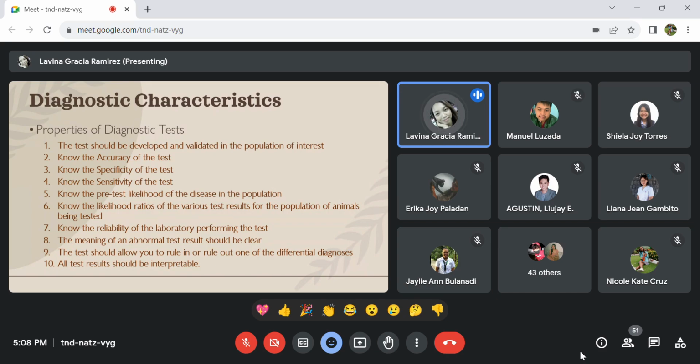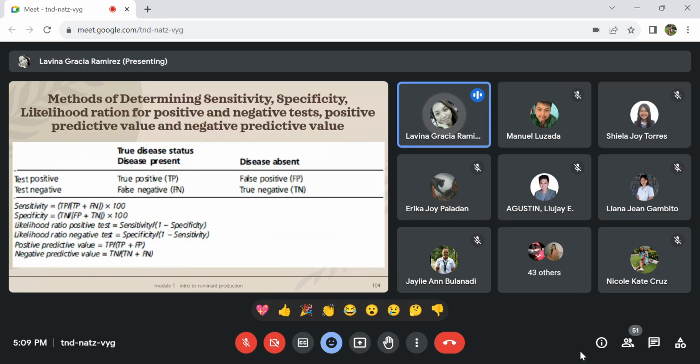Okay? So another, the test should allow you to rule in, rule out the differential diagnosis. Syempre, that's why you do the diagnostic test because you want to confirm something. Okay? Kung hindi mo confirm, huwag ka na gumamit. Walang silbi yung diagnostic test. Okay? And of course, all the tests should be interpretable. So that is the properties of diagnostic test and it will help you a lot, okay, in the diagnosis of a condition.